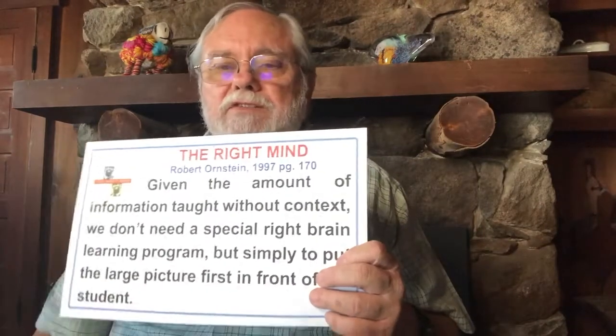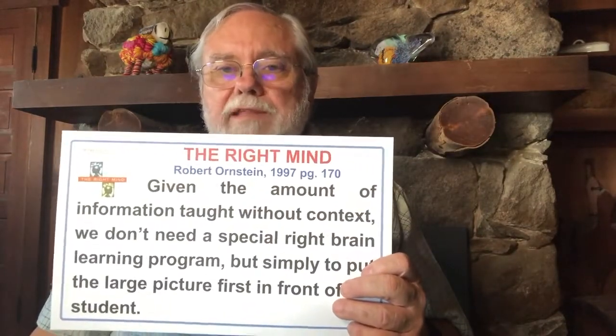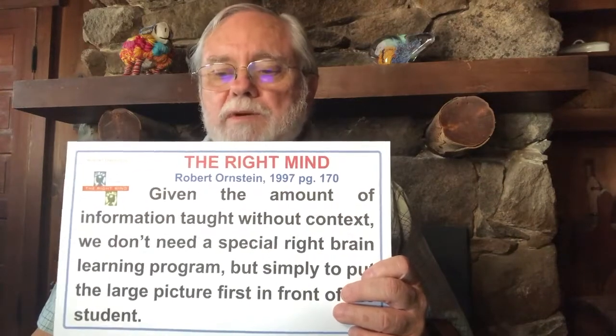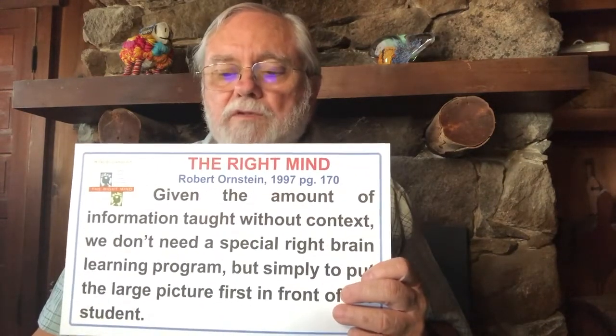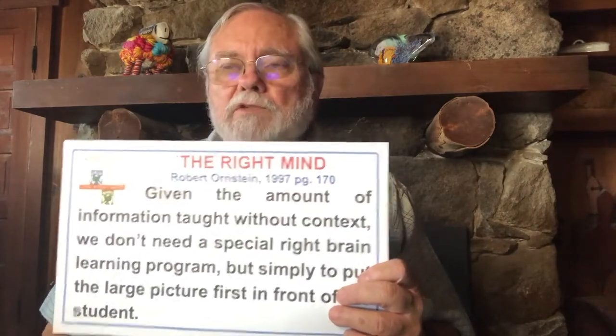Robert Ornstein tells us that given the amount of information taught without context, we don't need a special right brain learning program, but simply to put the large picture first in front of the student. To explain how context works, I'm going to use an analogy of a jigsaw puzzle.